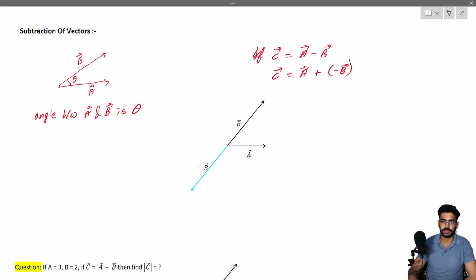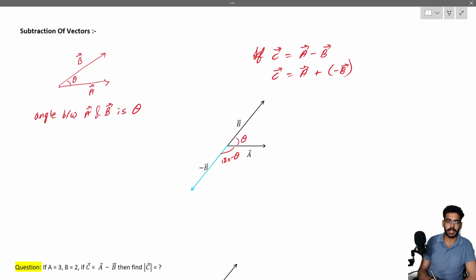So how do we find minus B? We have seen that if you multiply by a constant minus 1, the magnitude stays the same, but the direction changes. So the direction is going to be this. The angle between A vector and B vector is theta, so this angle is 180 minus theta. This we have already seen.